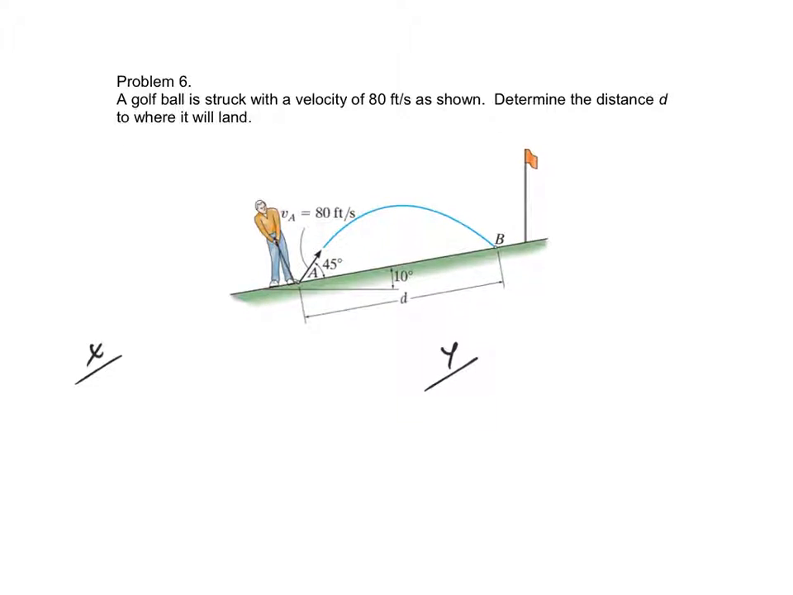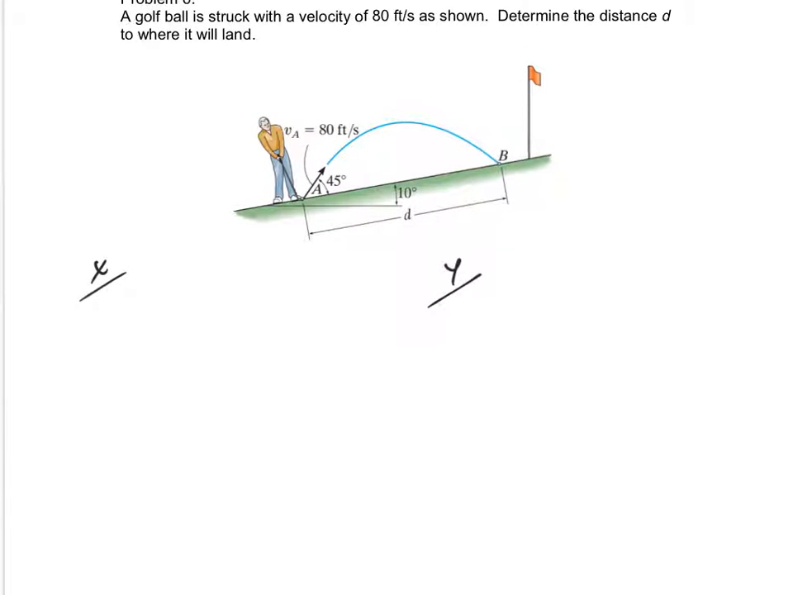So in the x direction, let me write what I know. Its initial velocity in x would be 80. All right, let me look at this. Let me think about this angle. I need to define my axes. I am going to define x as perfectly horizontal and y perfectly vertical. That's what I would do.